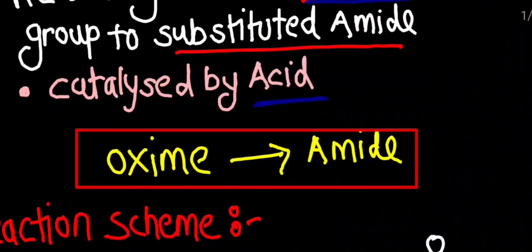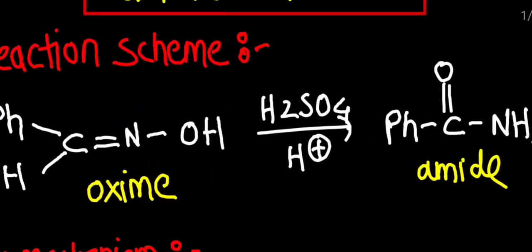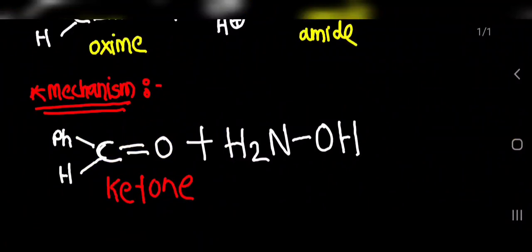So let us see the reaction scheme of this name reaction. You can see here the oxime in the presence of the acid is converted to the amide functional group. This is what we have to do in the Beckmann rearrangement. Let us see the mechanism for the above reaction scheme. The first step is the formation of the oxime molecule. The oxime is formed by using the ketone and the hydroxylamine.